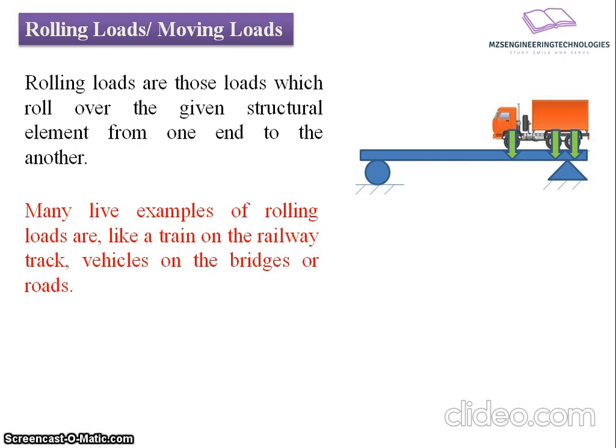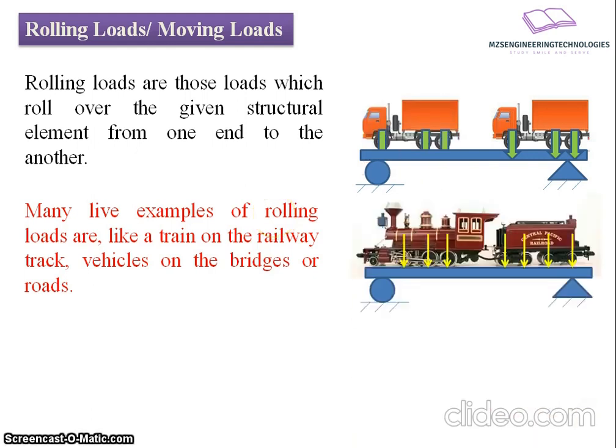While traversing, this train of loading will occupy different positions along the length of the structural member, and they may produce different envelopes for response parameters. The construction of such envelopes representing different response parameters is termed as construction of influence line diagram, and the analysis of such a loading system will be termed as a rolling load analysis.